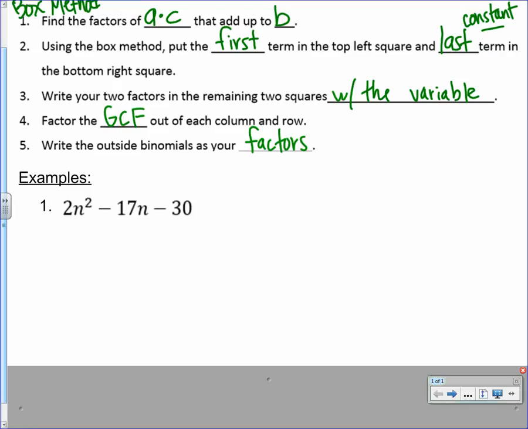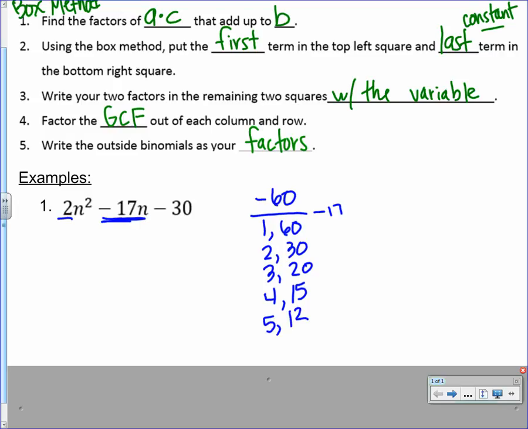No, they do not. So then, since the number in front of n squared is not 1, we need to go 2 times negative 30 is negative 60. And we need to list factors of negative 60 that add up to the middle term of negative 17. So we list the factors of 60: 1 and 60, 2 and 30, 3 and 20, 4 and 15, 5 and 12, 6 and 10, 7, 8, 9, and then we're back to 10.